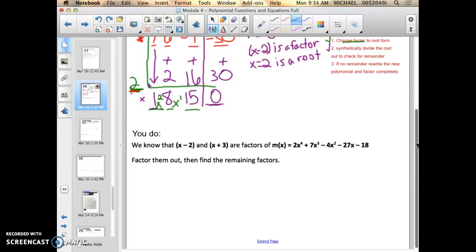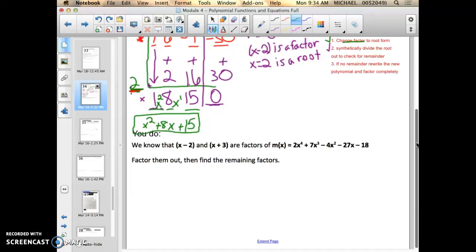So let me rewrite this nice. I have x squared plus 8x plus 15. That is my new polynomial after I divided out the factor of x minus 2. And hopefully, if you can get to this, that's great. That's what I need you to be able to do for this objective.